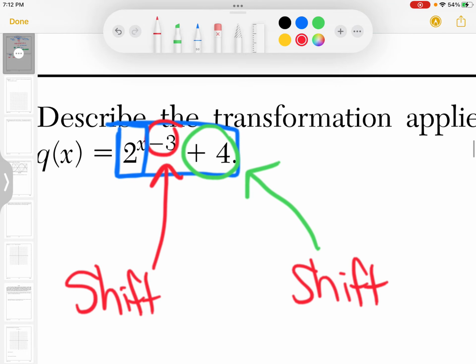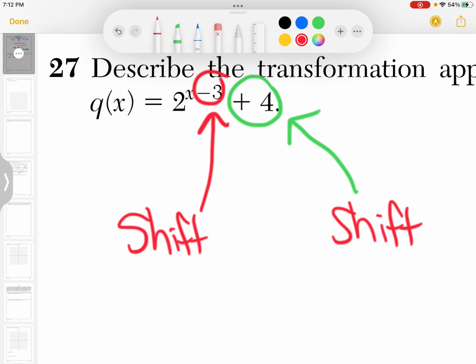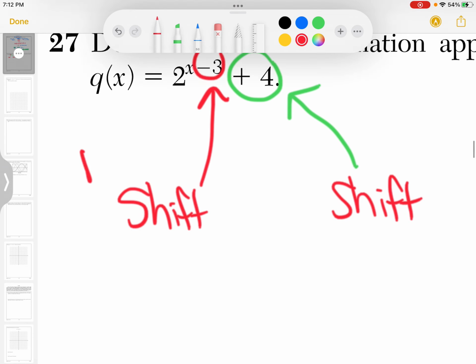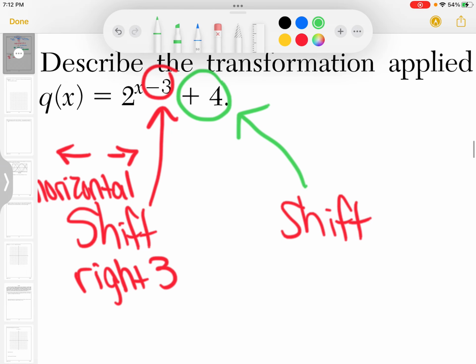So look at where the minus 3 is. I'm going to get rid of all my boxes now. That minus 3 is up there with the x. If it's changing or affecting or happening to the x, that means it's a horizontal shift, which means it's either left or right. Now what you need to remember about horizontal shifts is it's always the opposite. So when I see a minus 3, my brain's like, oh yeah, that's left, but horizontal is always the opposite, so this one's going to be right 3.